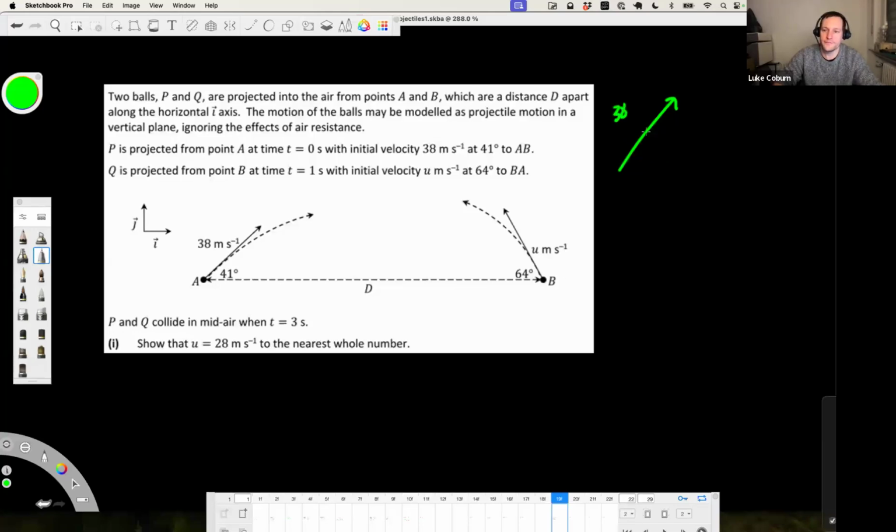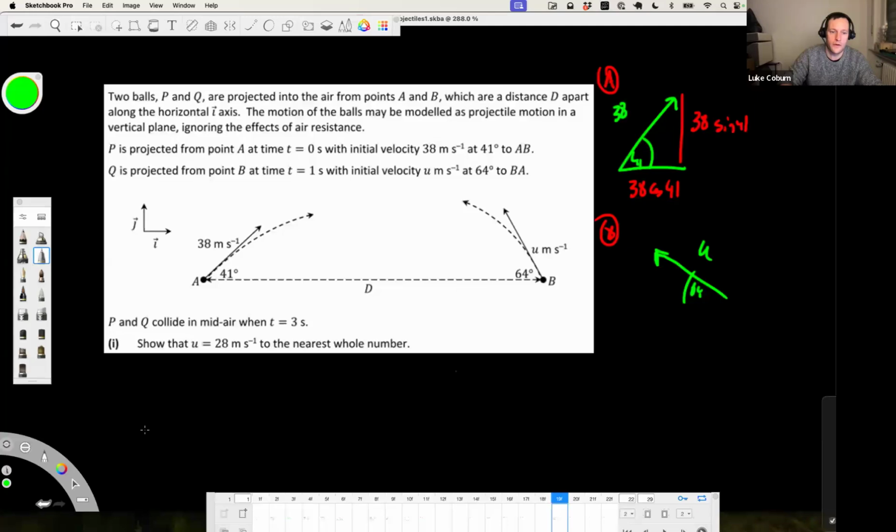This will be 38, 41 degrees. So this immediately gives me 38 cos 41, which will be a number. I think we can put it straight into the calculator. 38 sine 41 will be the second one. That's for A. And then for B, it goes this way, probably goes this way, at 64 degrees, going at U. So this gives me immediately minus U cos 64, and then going up, it's U sine 64. Okay, so what I'm going to do is have an A here.